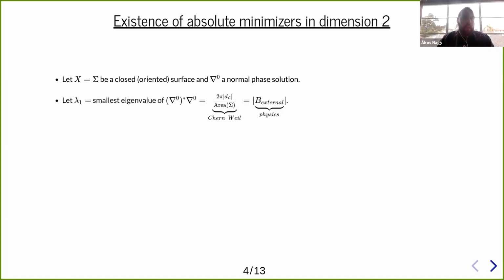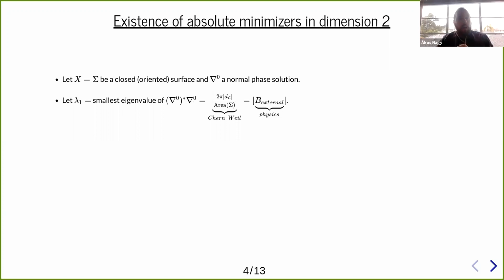My first result that I want to talk about is the existence not just of solutions of the Ginzburg-Landau equations on these compact backgrounds in dimension 2, but also of absolute minimizers. So in this case, X is going to be a closed, oriented surface; oriented means we're not on a Klein bottle or something. And nabla null will be a normal phase solution. From now on, if you see a null on top of nabla, it just means that it's a solution of Maxwell's equation. Then I want to introduce a quantity that I call lambda 1, because it's going to be the smallest eigenvalue of the corresponding Laplacian, nabla null star nabla null. This is the gauge Laplacian corresponding to this thing.